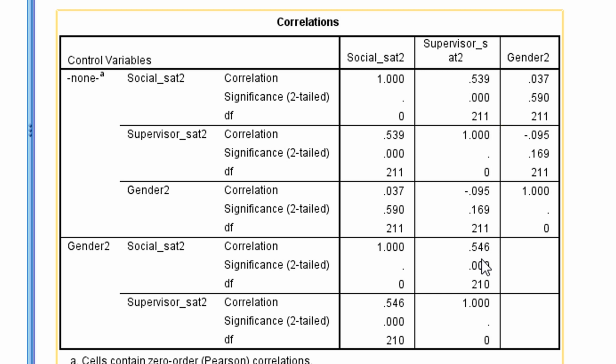If there had been a very low correlation between these two, then we would have assumed that the correlation is affected by gender. Here we can say that the original relationship between social satisfaction and supervisor satisfaction is not merely because of gender. It is the original relationship, and that holds. So this is the way we calculate partial correlation.